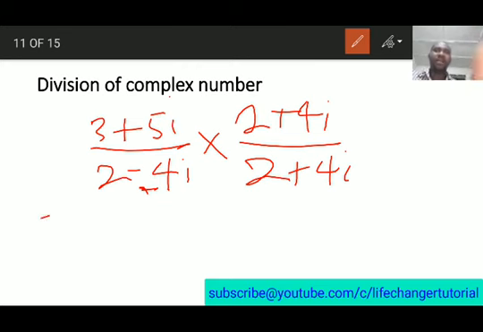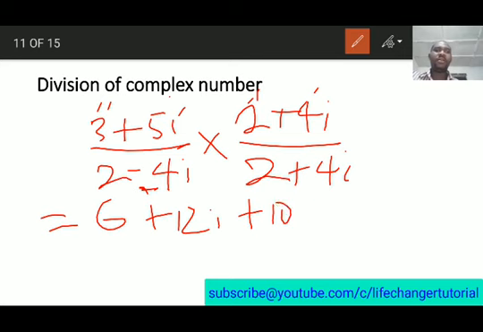Okay. For the numerator, you can see that 3 times 2 is 6. Okay. 3 times 4i is 12i. Okay. 5i times 2 is 10i. Okay, then 5i times 4i will give us 20i squared.